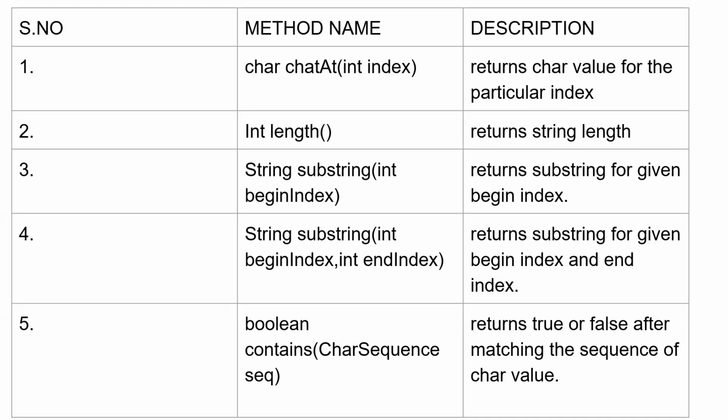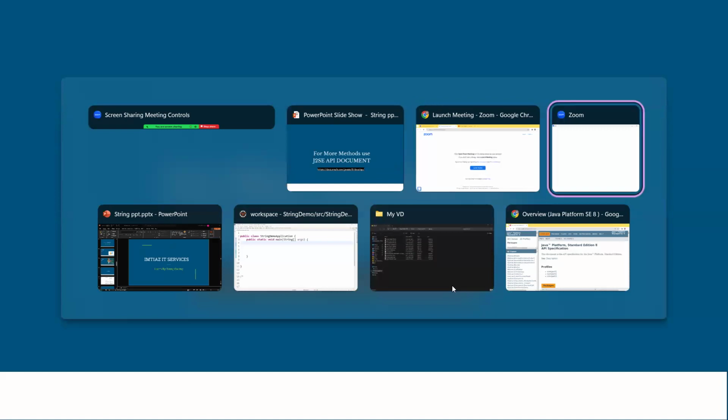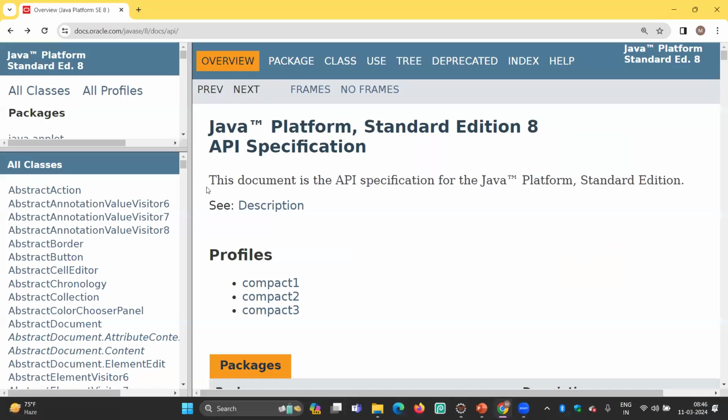Not only this, we have other methods also, because I have not kept all the methods in the PPT. If you want more methods, I request you to go to the official documentation given by Sun Microsystems, docs.oracle.com, Java SE, that is the Standard Edition. I was using the Java 8 API documentation. If you are using 17, you can use that. To save time, I have opened that API document here.